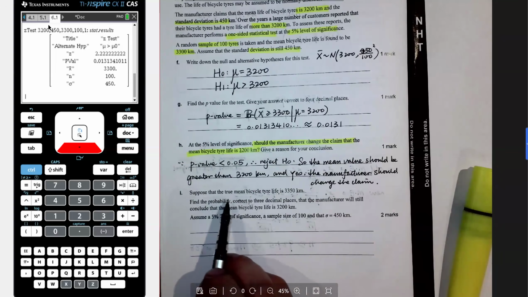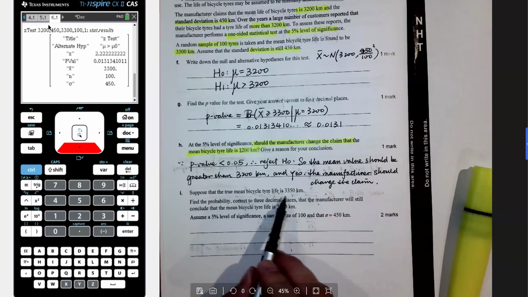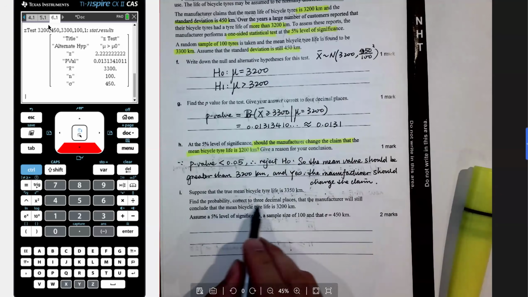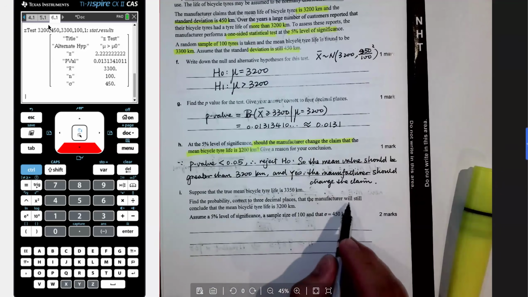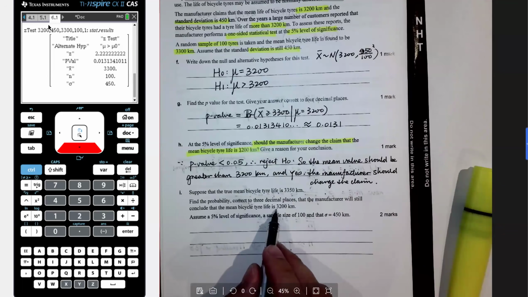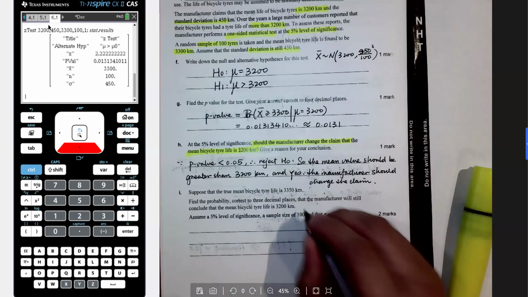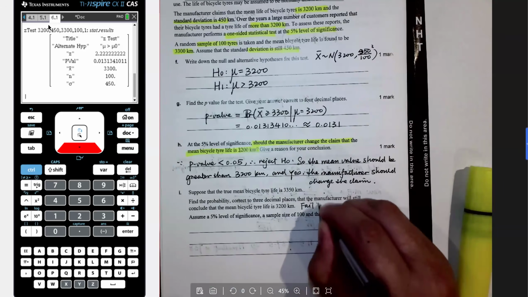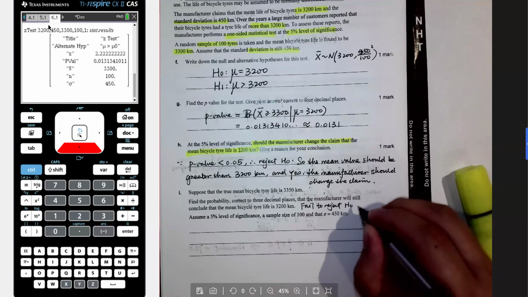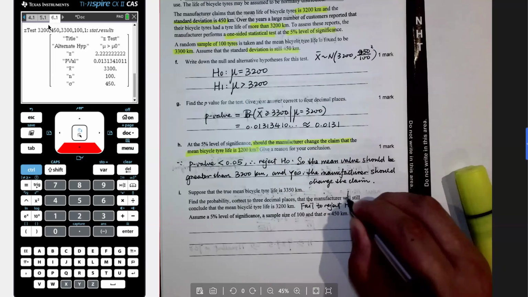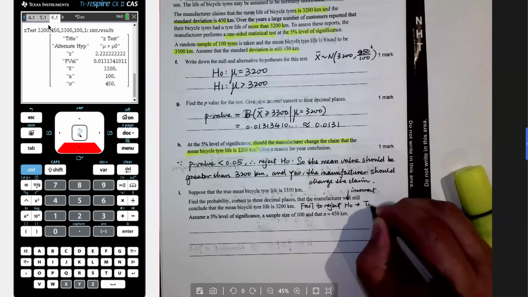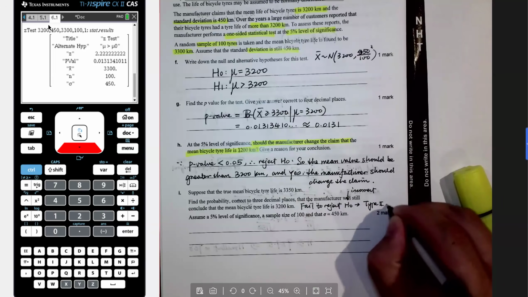Suppose that the true mean bicycle tire life is 3,350 kilometers. Find the probability, correct to 3 decimal places, that the manufacturer will still conclude that the mean bicycle tire life is 3,200 kilometers. So fail to reject H0. This is an incorrect H0. This is a type 2 error probability.